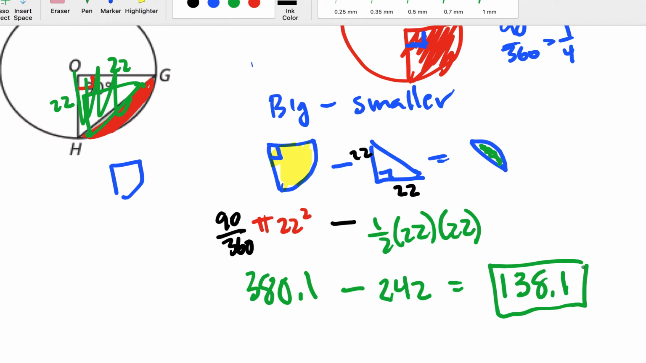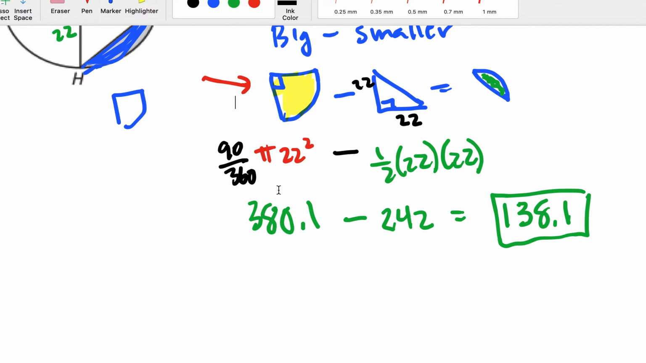So the idea is, when you have a little teeny piece like that that's left over, we want to take the larger piece, the sector. The sector would be the quarter of a circle minus the triangle. So let's take a look at one more and set that up.